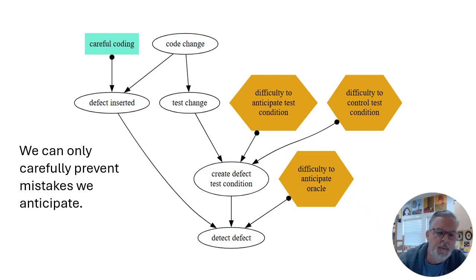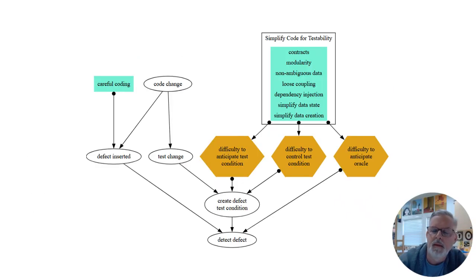Well, there's another way that we can deal with it, and that is to simplify the code for testability. And again, it's like careful coding. It's a variety of techniques, not all of which I've listed here, but I've listed some to kind of give a hint at the kinds of things we can do. Loose coupling makes it easier to do the testing. More explicit contracts make the oracles more obvious, as well as make the test conditions more visible and easier to anticipate, right? Modular design isolates purpose in a way where you can say the conditions are simple on this component. There's a whole set of things that we do that make it easier to test.